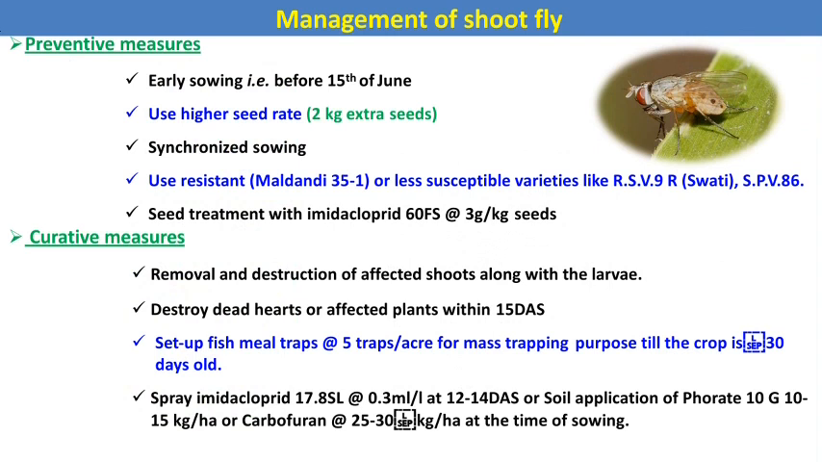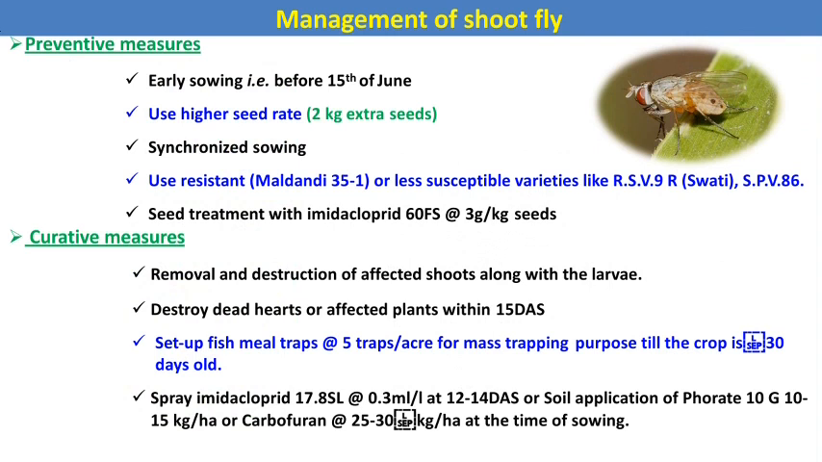In that, early sowing is most preferable to avoid the attack of the shoot fly. Then we can use a higher seed rate, 2 kg extra seed at the time of sowing. Then the synchronized sowing technique we can use. Then use a resistant variety like Maldandi or Swati. Then seed treatment with imidacloprid at the rate of 3 gram per kg of seeds.